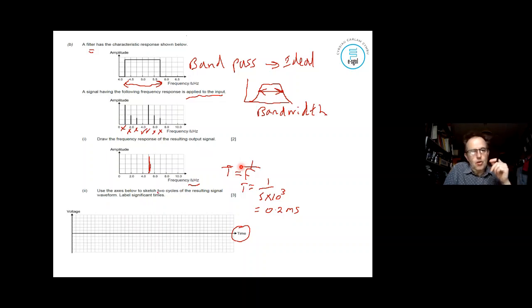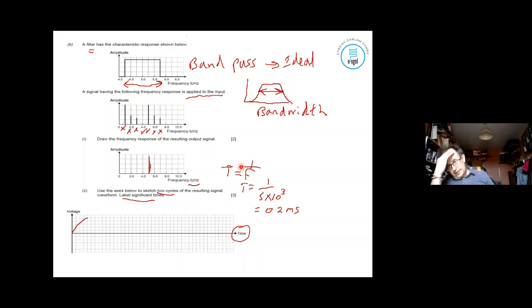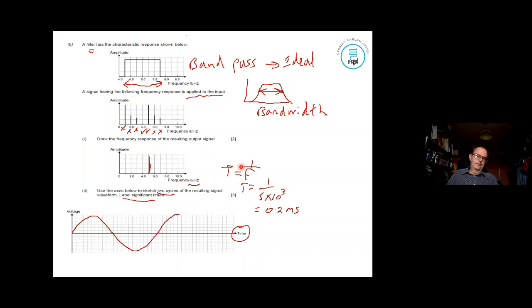So when it comes to drawing 2 cycles for that, that's basically 2 full waves. It's also asking us to label significant times. I did say sketch. So there's a variety of different options in terms of the size of it that you could actually put in. So there's 1 wave. Okay, and there's the 2nd wave. So labeling significant times. It's 1 wave I got from peak to peak, and that would be 0.2 milliseconds. Okay, so that's a nice little question to do with filters.